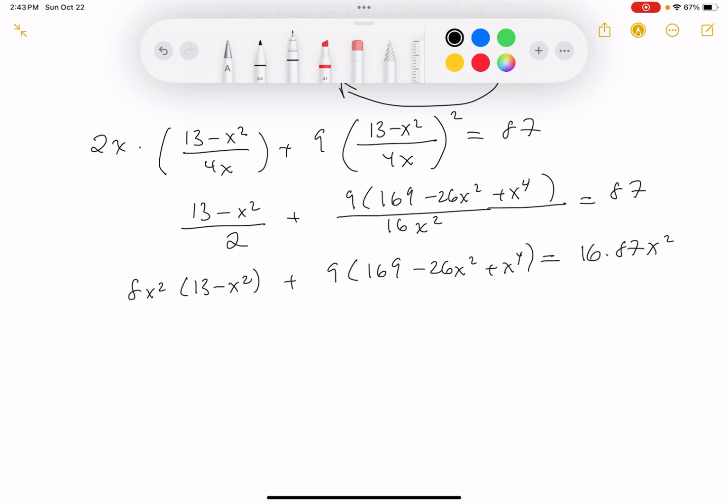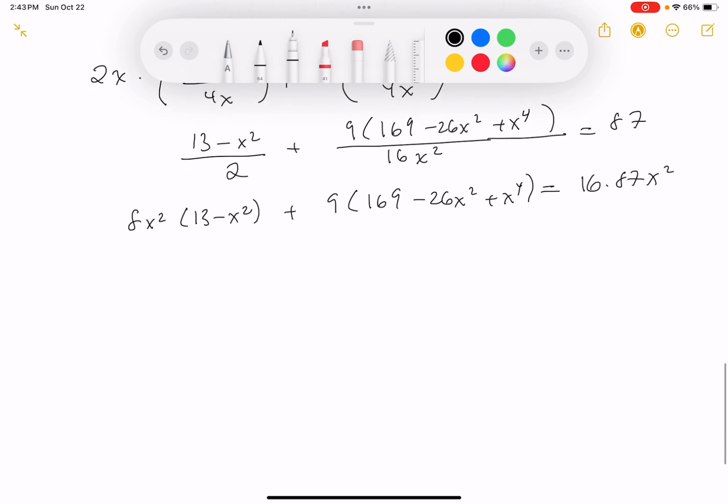Wow, looks like a lot of work, isn't it? Let's take a look at this. And I guess I got to do some multiplications here, don't I? Let's see, 8 times 13 is 104x squared, minus 8x to the fourth, plus, I got to do this over here, so 9 times 169: 9 times 60 is 540, and 9 times 9 is 81. You get 1521.